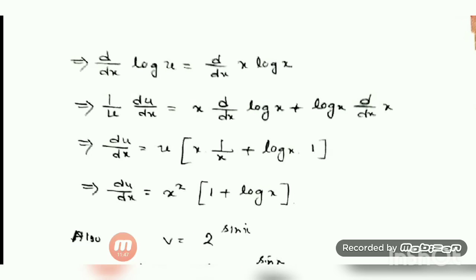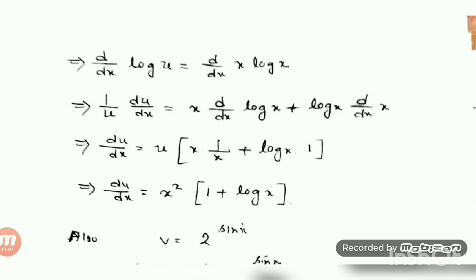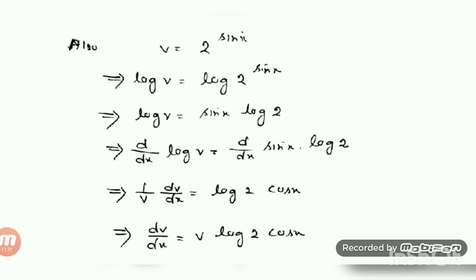Then after this I go to v. V is equal to 2 to the power sine x. You can use here the a to the power x formula, but I have done this directly by taking logarithm. So log of v is equal to log of 2 to the power sine x. Log of v is equal to sine x, which will come as a product, sine x into log of 2.